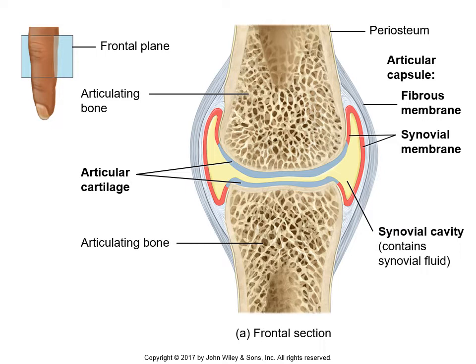Now, a couple other things we see. Because of the amount of movement we see, something called the synovial membrane. It's highlighted, it's the red structure. The synovial membrane, or the synovium, is something that's going to produce synovial fluid, or joint fluid.